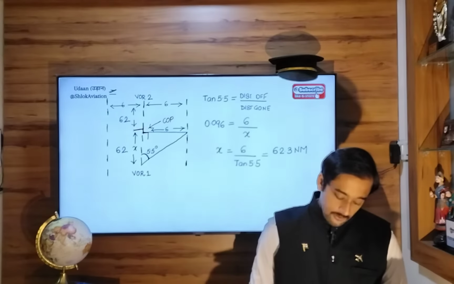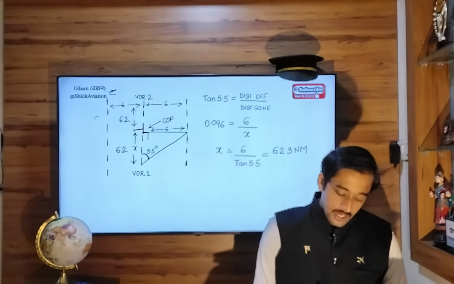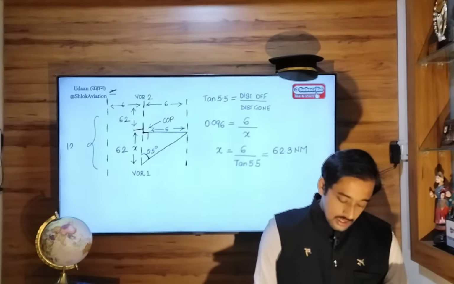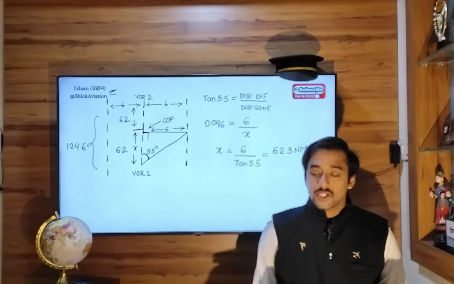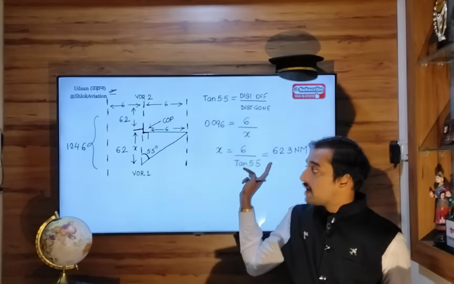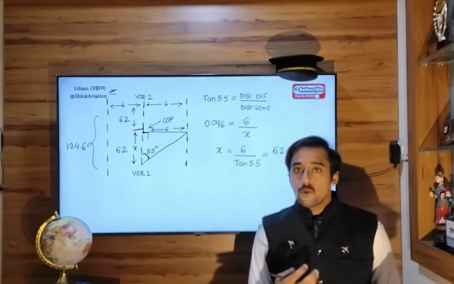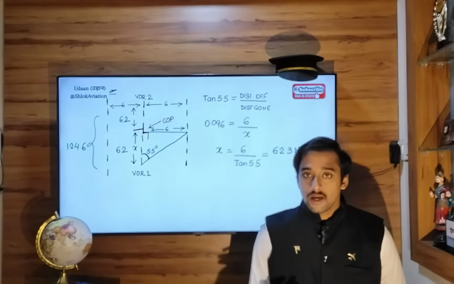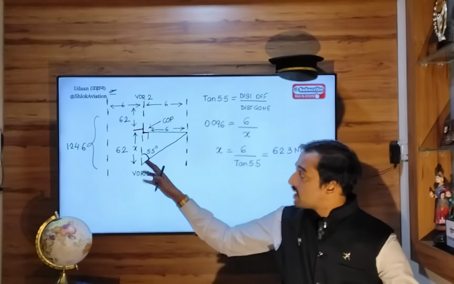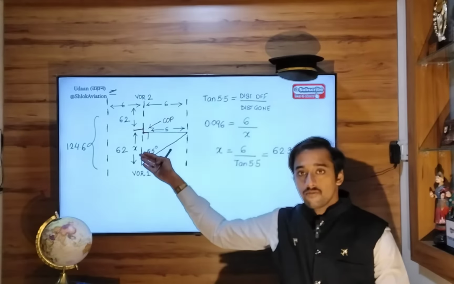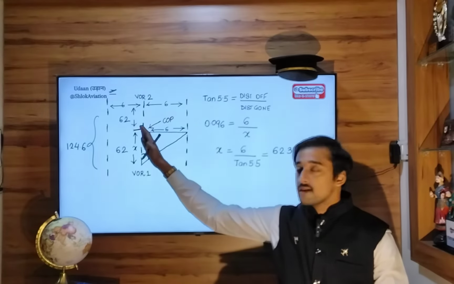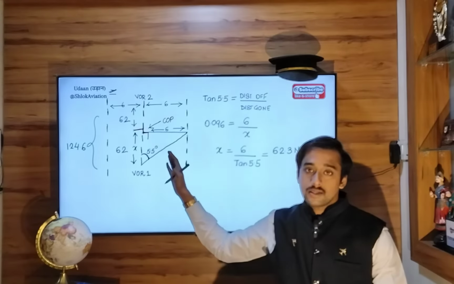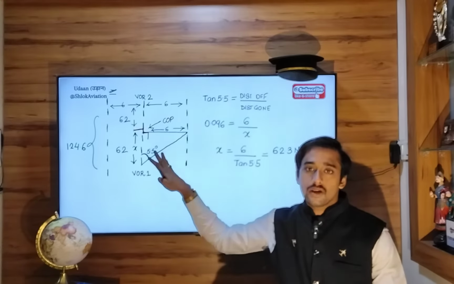So now the total distance is how much? 62 multiplied by 2, which is 124.6 nautical miles. 62.3 multiplied by 2 is 124.6 or 125 nautical miles. So this is how you solve the sum. Main thing is, there is the center line of the airway. This airway is 6 nautical miles to the left, 6 nautical miles to the right. That's how wide this center airway is.